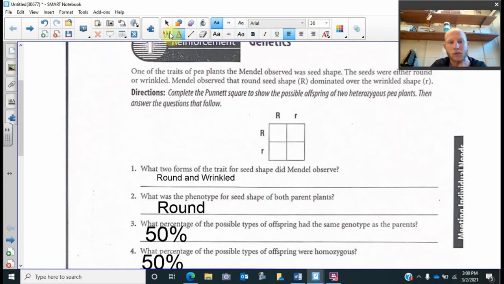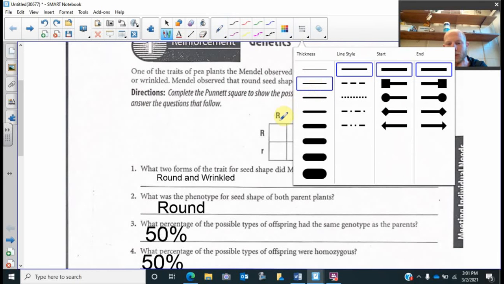Here, let me, I'll write it sloppy. So this R comes down right here, big R comes down. Whoa, let's go back. I'm sorry, everybody. Long day. Make this thinner. Okay.